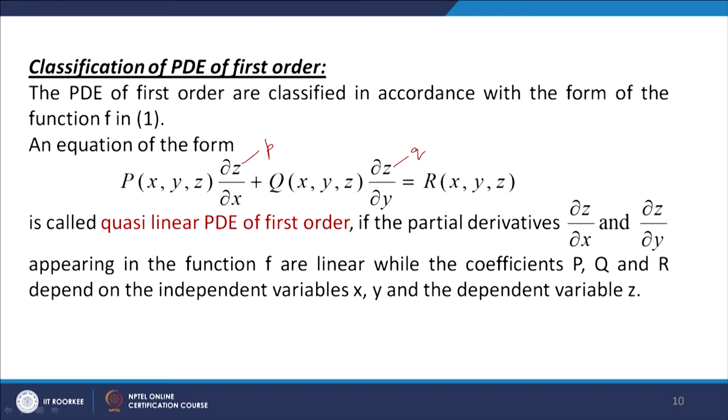So if the coefficients of p and q, which occur in first degree and separately, are functions of x, y, z, and the right hand side R(x,y,z) is also a function of x, y, z, then this partial differential equation is known as a Cauchy linear partial differential equation of first order, where p and q are linear and the functions P, Q, R depend on the independent variables x, y and the dependent variable z.